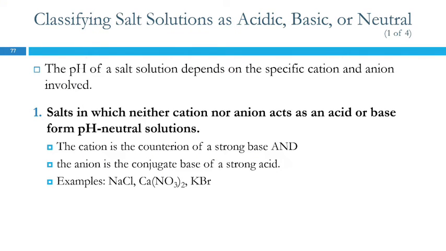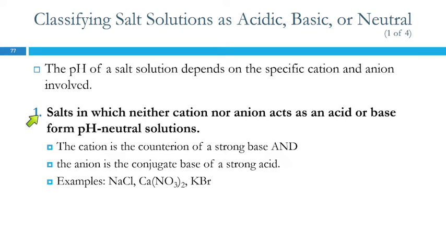Okay, so what if we have a salt solution where we have cations and anions? And we've got a possibility for the cation to be a base and for the anion to be an acid. That's backwards. The cation could be an acid. One can be one and one can be the other. The pH of a salt solution depends on the specific cation and anion involved. So what we do is we look at each of them and see what they are. So we practice doing that with cations and with anions.